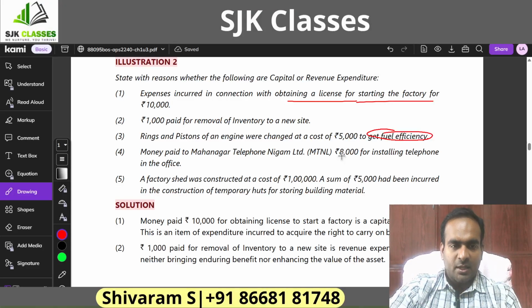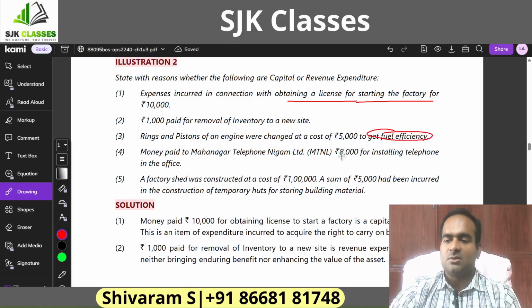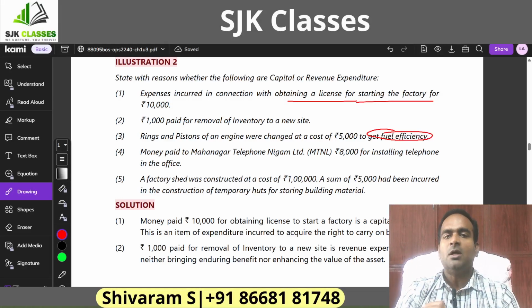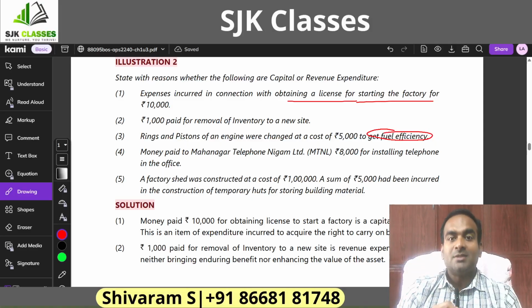So look at the question once again. Money paid to MTNL for installing telephone in the office. This 8,000 is a kind of security deposit. Now what happens? This 8,000 is not at all an expenditure. What is the entry we will pass for a security deposit? When I pay something as security deposit, it's a refundable amount. I'll get back this amount in future. It's not an expenditure here, so it's neither capital nor revenue. I hope it's clear.